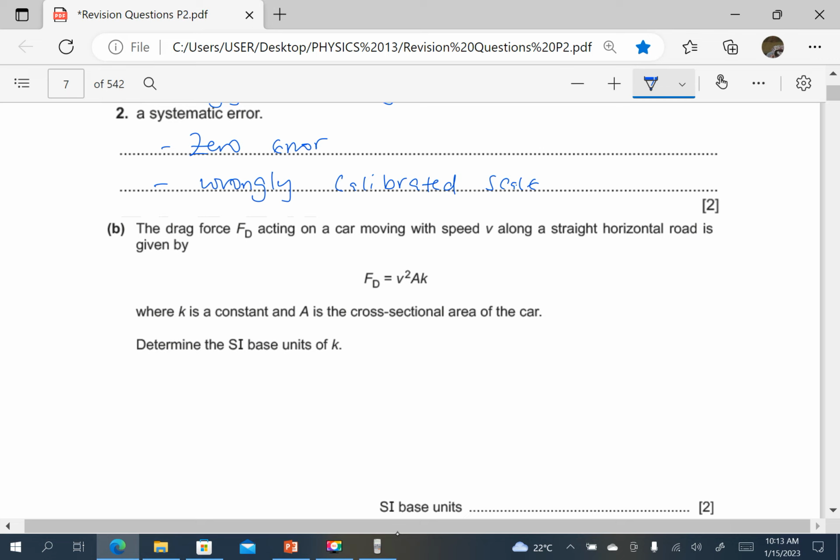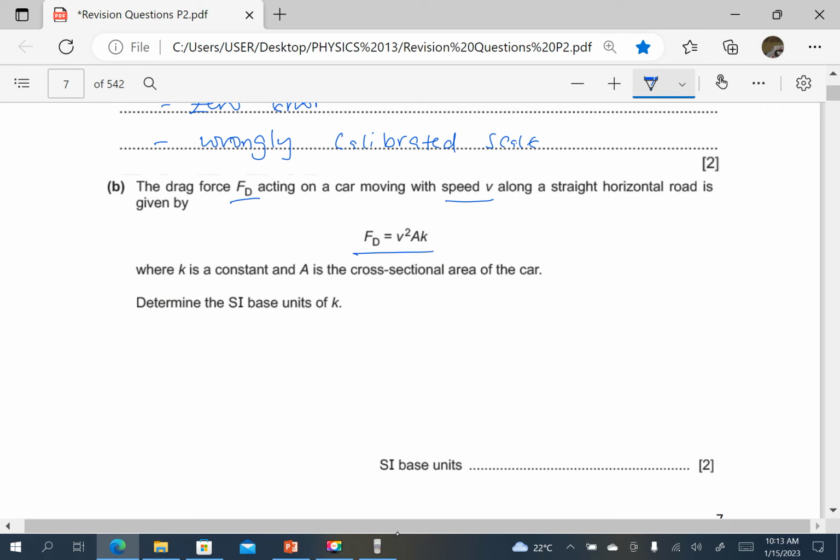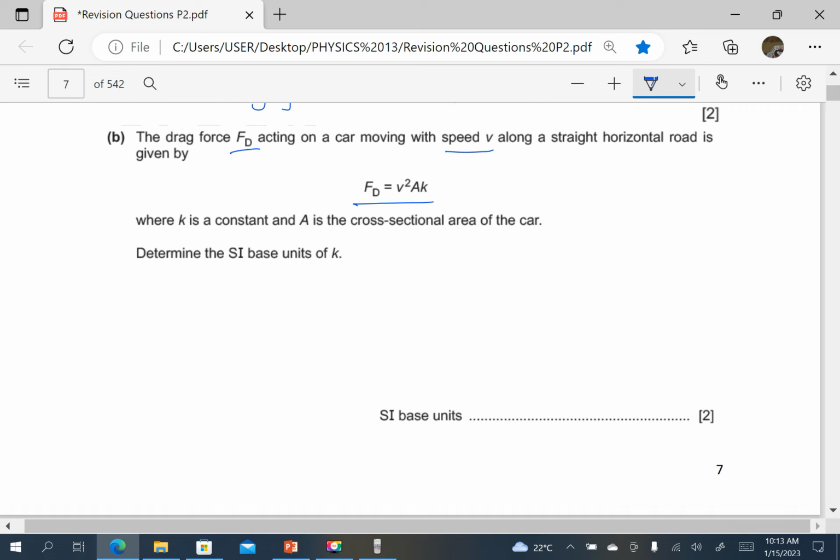The drag force Fd is the force acting on a car moving with a speed v along a straight horizontal road, and is given by this expression. K is a constant and A is the cross-sectional area. Determine the SI base units of K. So we begin with the force Fd. Fd is force, which has units kilogram meters per second squared. Then v is speed, which has units meters per second. A is the cross-sectional area, which has units meters squared.